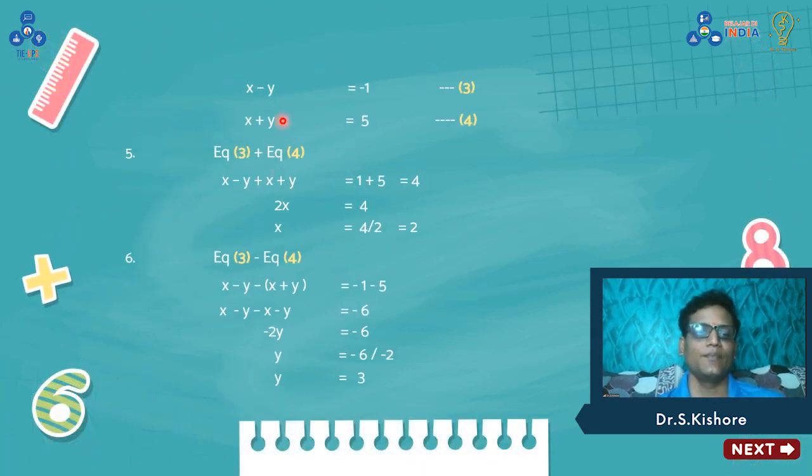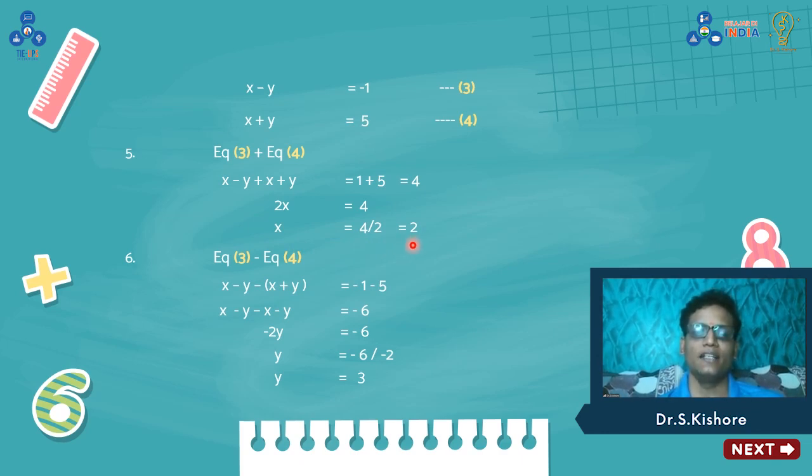Now I am adding them. x, 2x, minus y cancels. Minus 1 plus 5. 5 is the bigger number. 5 minus 1 is 4. So x is multiplied by 2. This side it divides. So it is 2.